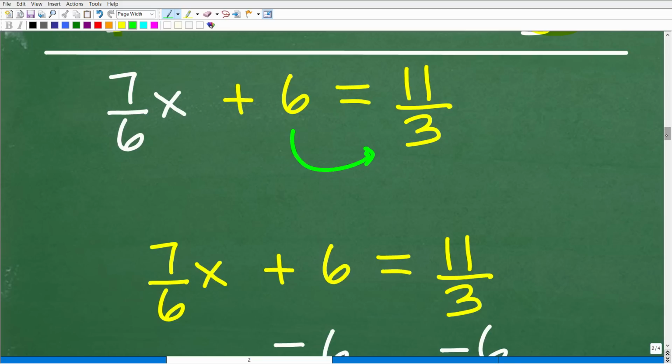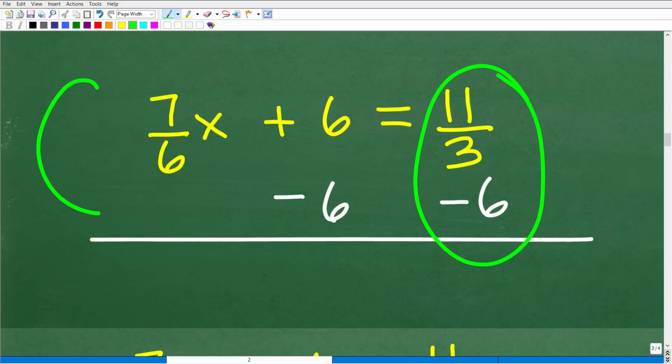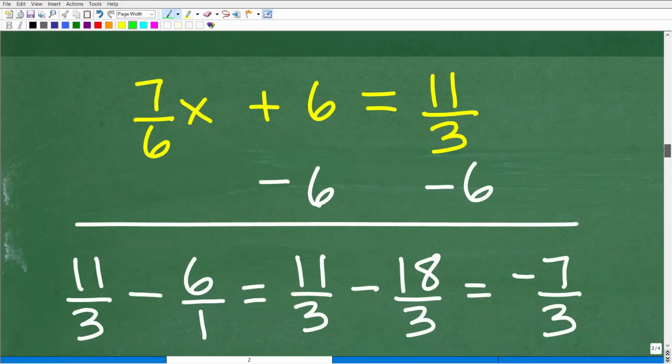How wonderful is that? So we're going to have to subtract 6 from both sides. And now we're going to have to figure out what 11 thirds minus 6 is equal to. I know a lot of you are exasperated at this point. You're just like, man, this is too much. Listen, let's just get through doing this problem the hard way, and think of this as a lot of practice for your fraction skills.